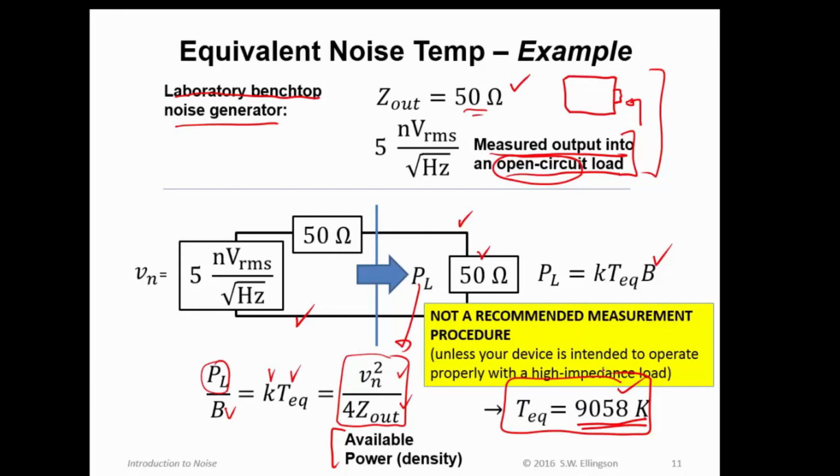The reason it's not a recommended way to determine the equivalent noise temperature of your benchtop noise generator is because many pieces of electronic equipment behave differently when they're open circuited than they do when they're properly terminated. Right? So when I did this, I assumed implicitly, without telling you, that nothing changes depending on how I load this particular piece of equipment. In other words, the device works the same when I terminate it in 50 ohms as it does when I terminate it into an open circuit. And for some pieces of equipment, that'll be true. For other pieces of equipment, it will not be true. So you have to be very careful. This is not a recommended measurement procedure unless you really know that this is a safe thing to do.